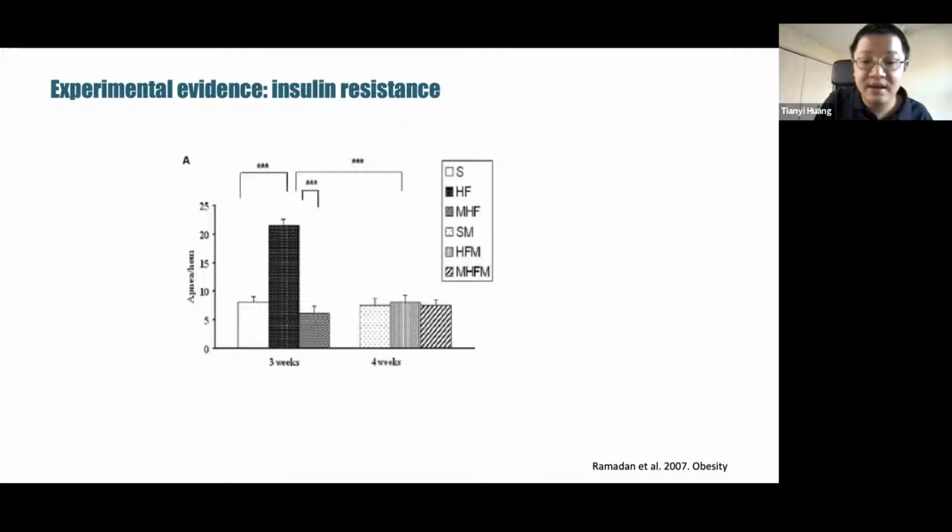And further, this study added metformin to all three groups of mice after the 3 weeks of treatment. And interestingly, at 4 weeks, they observed that even in the high-fat diet group, the increased apnea events were reversed after adding metformin to their diet. So I think this study provides strong evidence that insulin resistance may be a causal factor for sleep apnea.